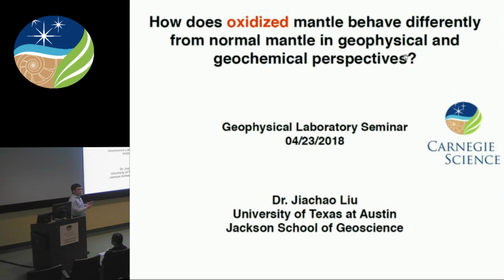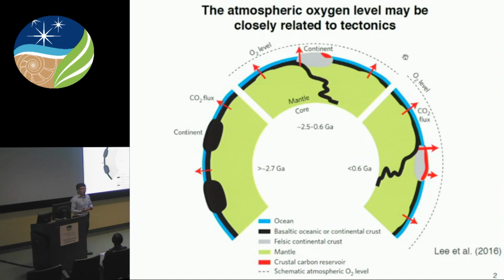So thank you for inviting me for the seminar. Today's talk is how does oxidized mantle differ from a normal mantle from geophysical and geochemical perspectives. In this talk, I will show you both experimental and theoretical results on Fe3+ only minerals and mineral assemblages. Comparing with previous Fe2+ dominant systems, we can constrain how large the difference is between an oxidizing mantle and a reducing mantle in both geophysical and geochemical properties.